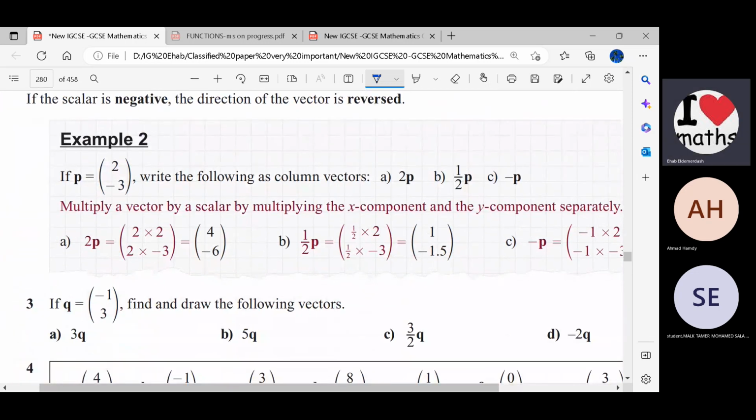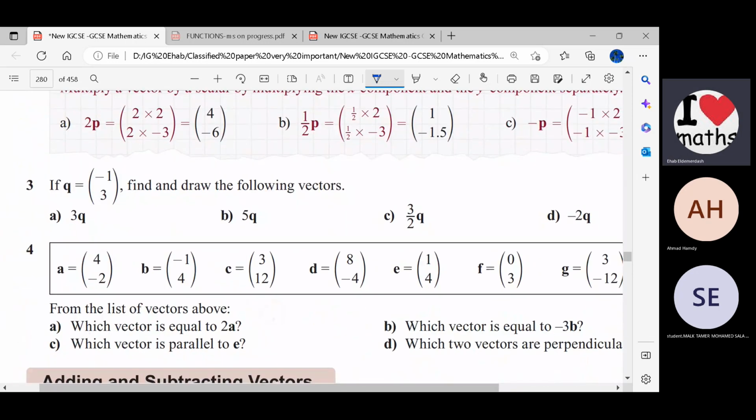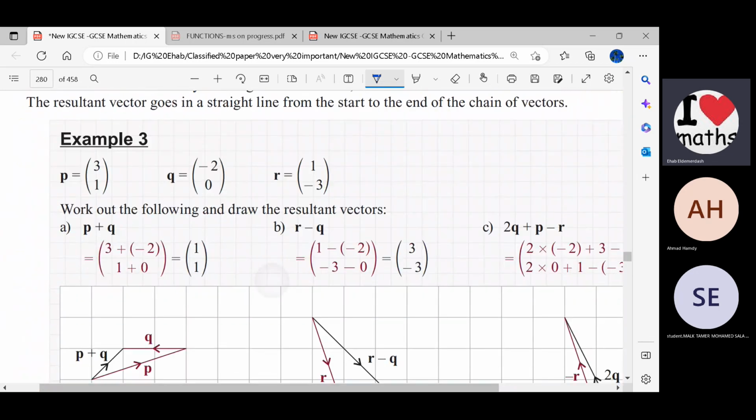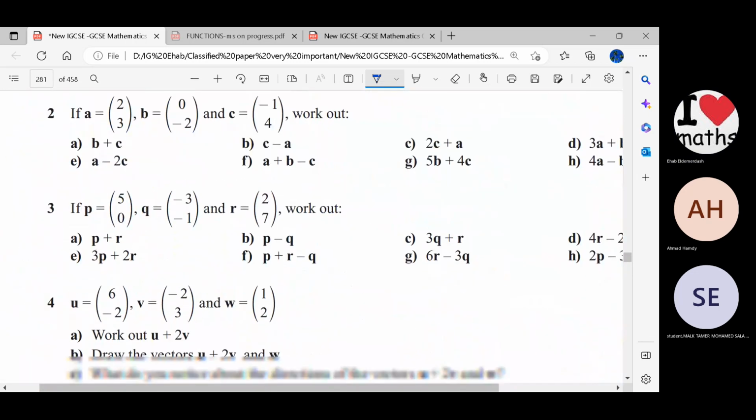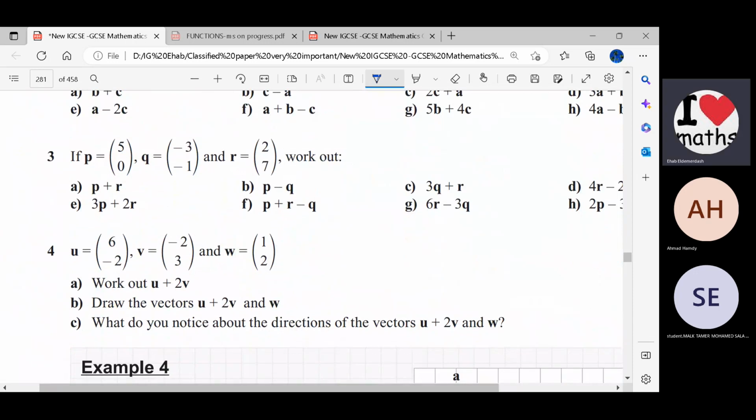There is what we call scalar multiplying. What does scalar multiplying mean? Let's see the example together. All of you, please try to answer this question on your own. I have vector P as 5 and 0, vector Q as -3 and -1, vector R as 2 and 7. I want you to solve part G only. We need to find 6R minus 3Q.